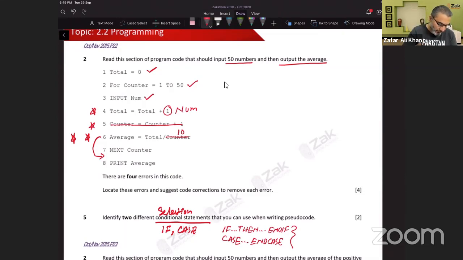So there are 4 errors. In line 6, there are 2 errors. We have to take line 6. Oh yes, 50. Sorry, Mohammed is very good. This would be 50.